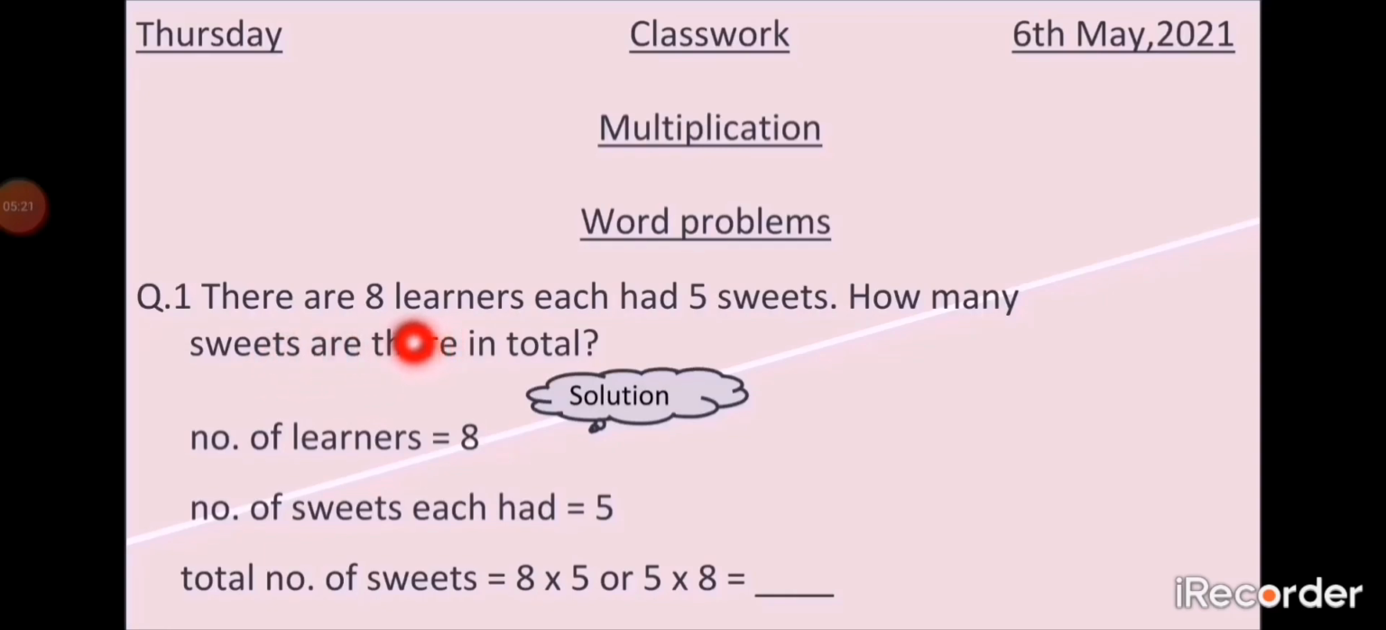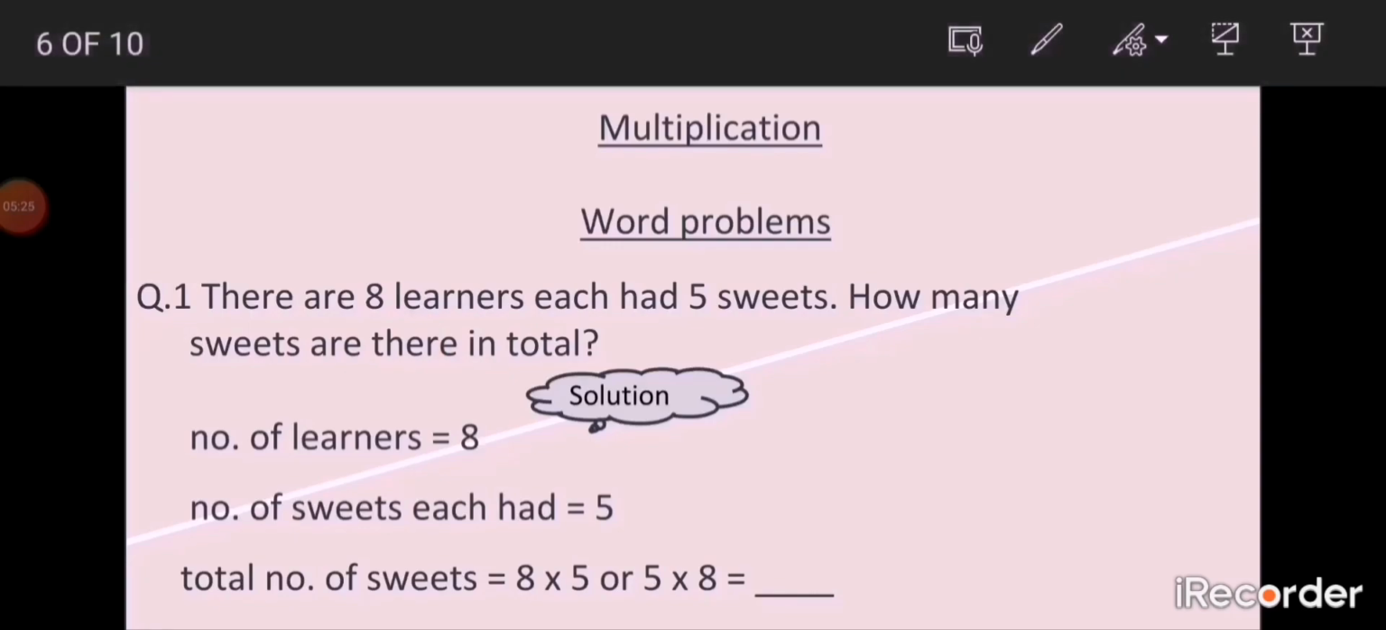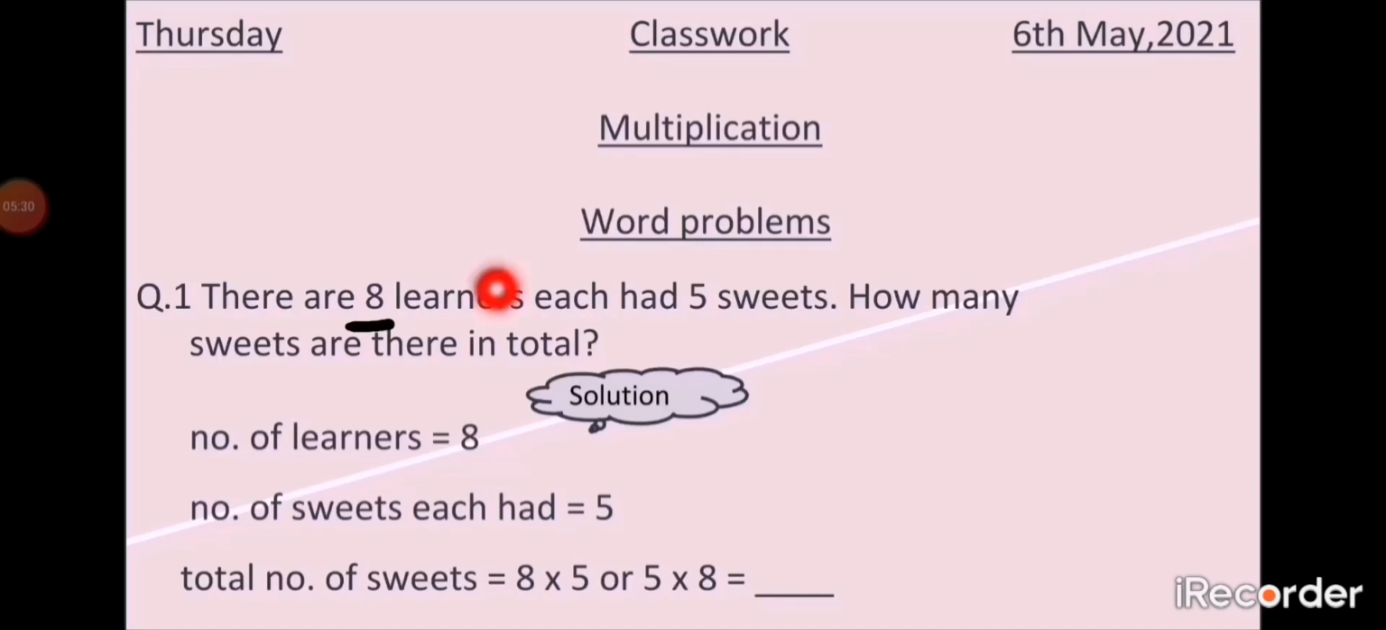Look at the first number in the question. For the first statement, the first number present in the question is 8. And what does 8 represent? It is representing the learners. 8 are learners. So our first statement is: number of learners is equal to 8. Remember, when you write your first question, you also make a solution cloud here. Make it with a color pencil and write "solution" in the center. We are solving the question.